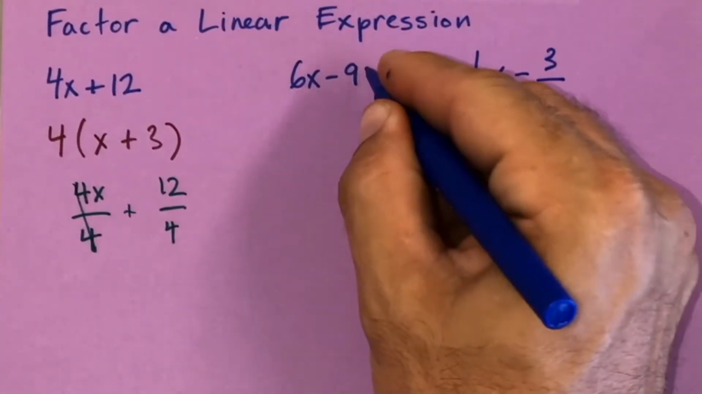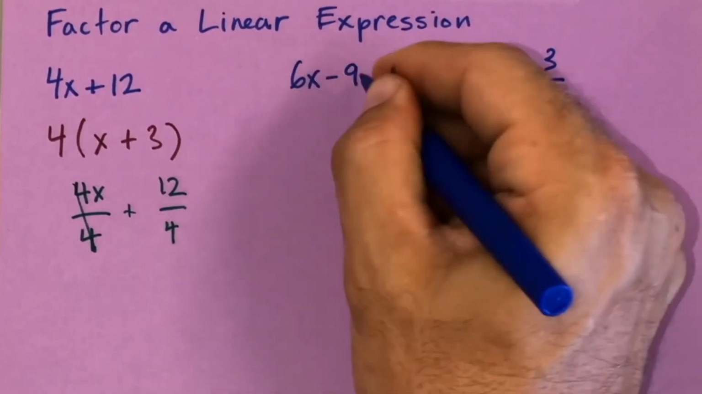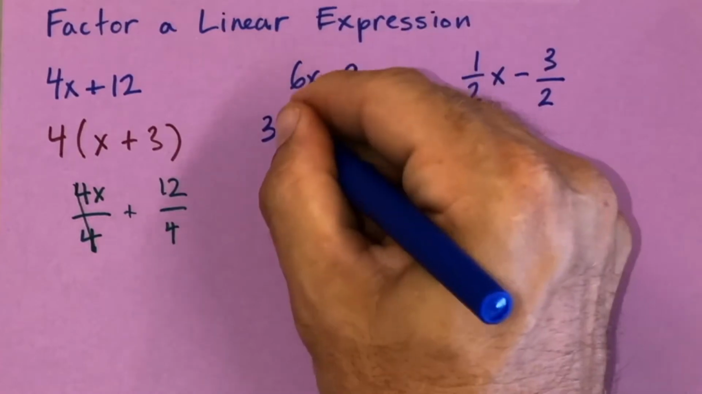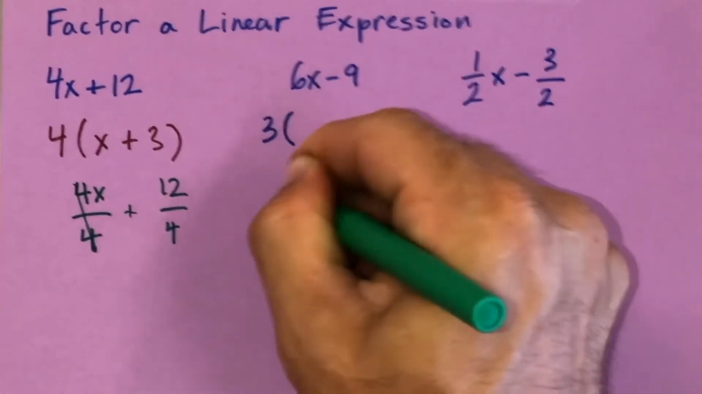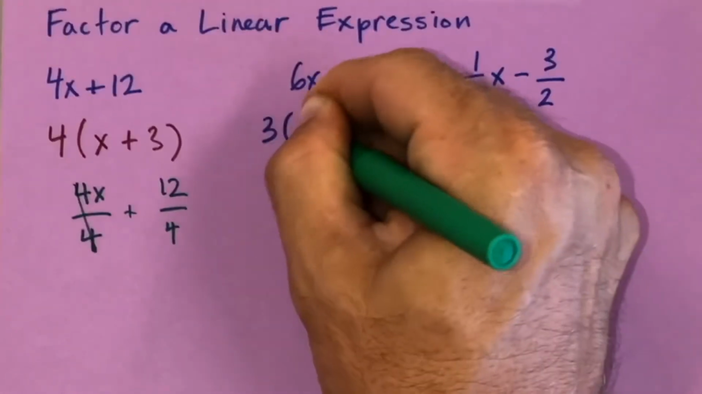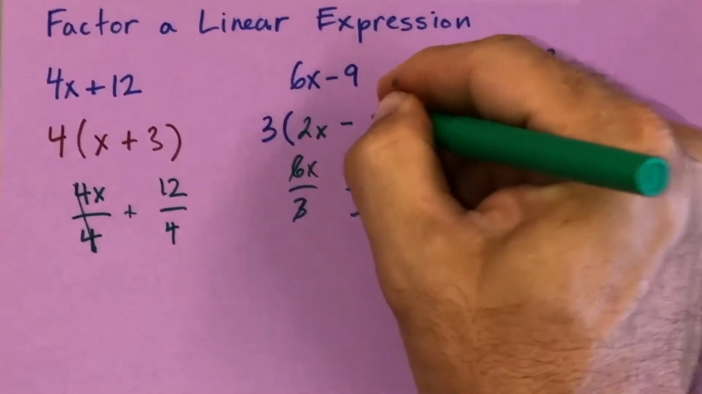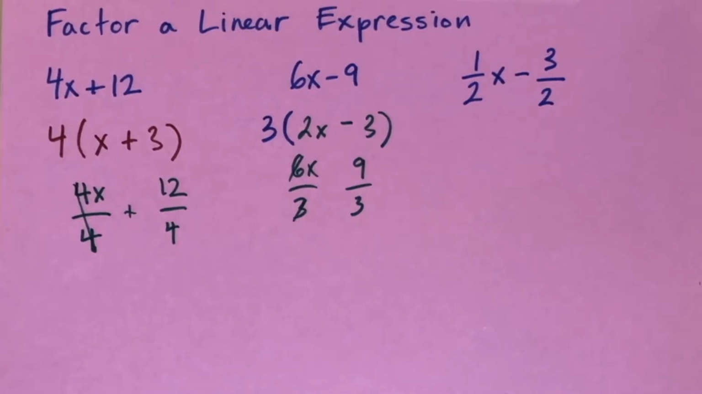Now, you may not always end up with an x in the parentheses. For instance, the greatest common factor of 6 and 9 is 3. So what we're doing here is 6x divided by 3 gives us 2x. Minus 9 divided by 3, which would give us 3. And this is how we would factor a term such as this.